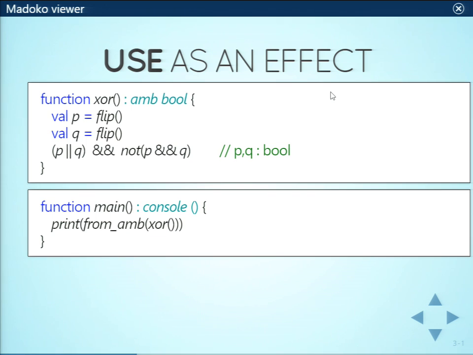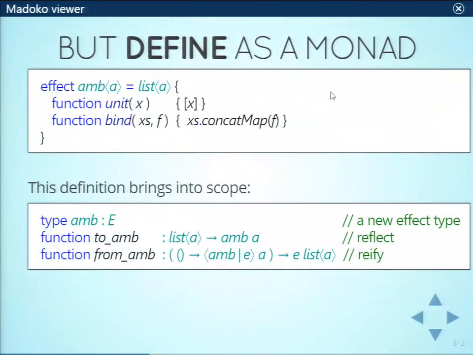So we use here as an effect, we do our programming, but when you as a library writer write it, you define it as a monad. So you can have these effect declarations where you say, well, I'm going to define a new effect, amp, over some type A, and it's going to be implemented as a list monad, as a list data type of A's, and you give a unit and bind operation, and then it brings into scope these operations, right? So it gives you a new effect, and it gives you a reify and reflect operation, a la Filinski. So it's called to amp and from amp, because reflect and reify, I can never figure out which one is which.